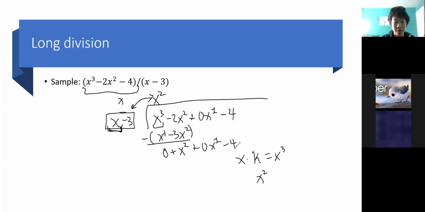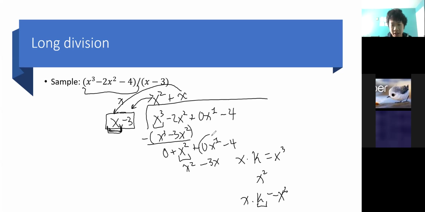We repeat. We do it again. How many x's can fit into x squared? If I have x times k equals x squared, x goes into there. So x is the next term. And we multiply x times x minus 3. That gets us x squared minus 3x. This is where it was important that we add 0x here, so our terms are aligned. Okay, we subtract as always. 0 minus negative 3, that's positive 3x. This turns into 0. Okay, free up a little room here.